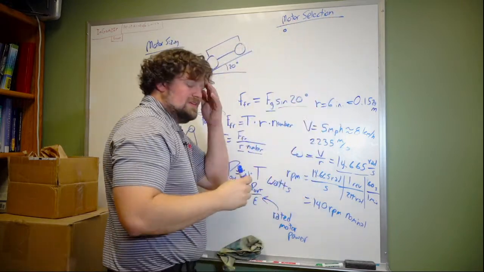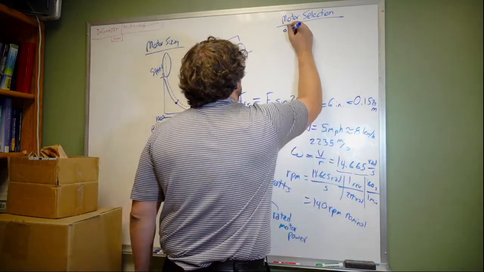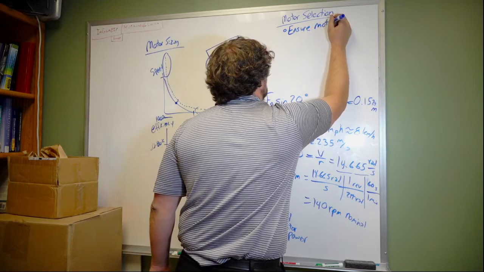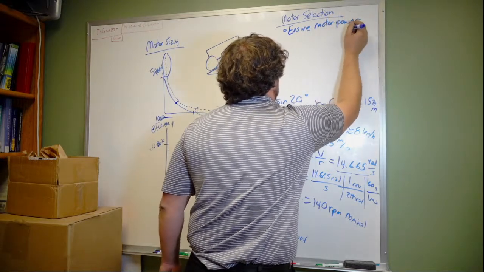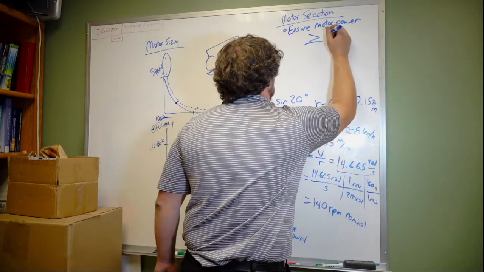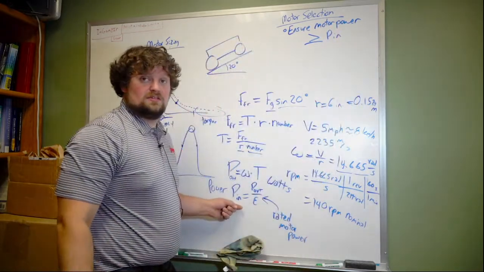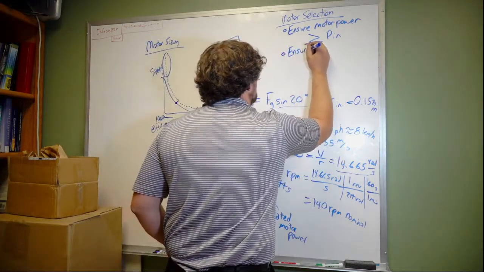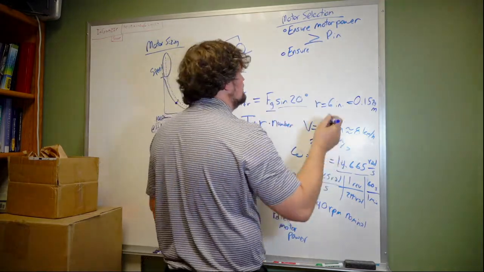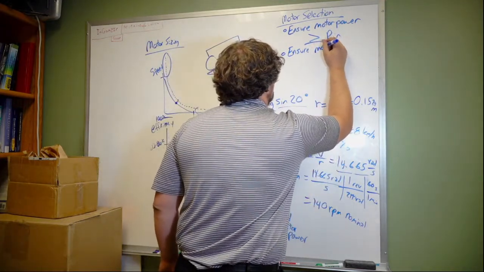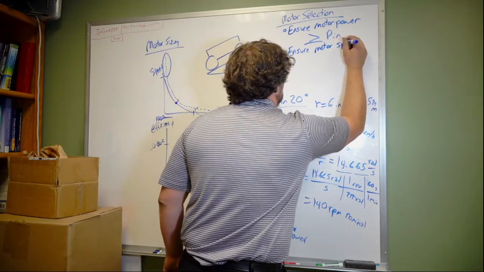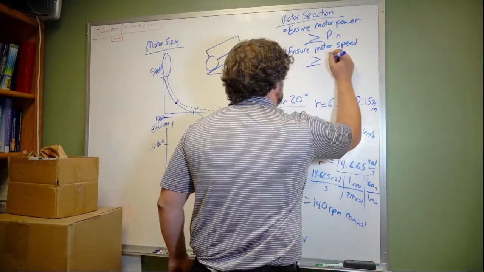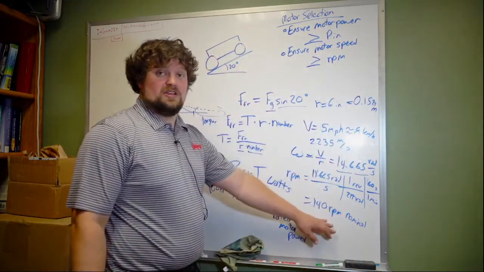First of all, you want to make sure that the motor power that's rated on there is greater than or equal to P input that you calculated. Okay, that's the first thing. Second, ensure that your motor velocity, motor speed, which is the no torque motor speed, is greater than or equal to your RPM value that we calculated down here.